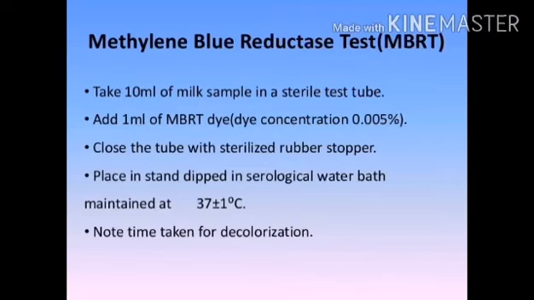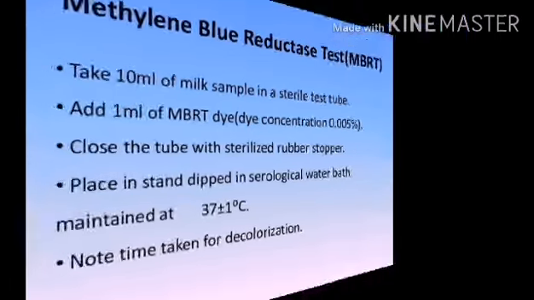First of all, the full form of MBRT is methylene blue reduction test. The MBRT test is used to assess the quality of raw milk and pasteurized milk. First, take 10 ml of milk in a sterile tube and add 1 ml of 0.005% MBRT dye solution. Then the tube is closed with a sterile rubber stopper and placed in a water bath at 37 degrees Celsius for a few hours. After the incubation, note down the time taken for the decolorization process.